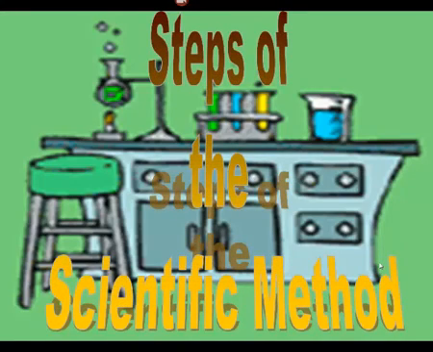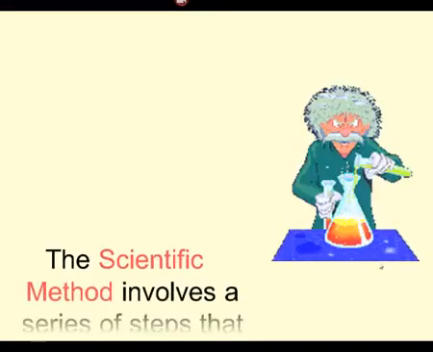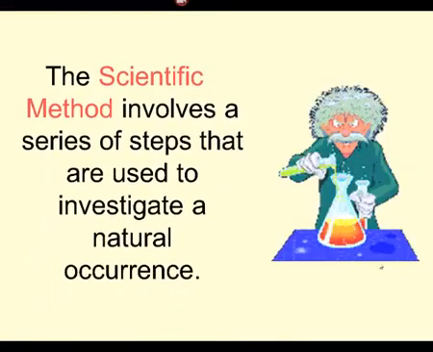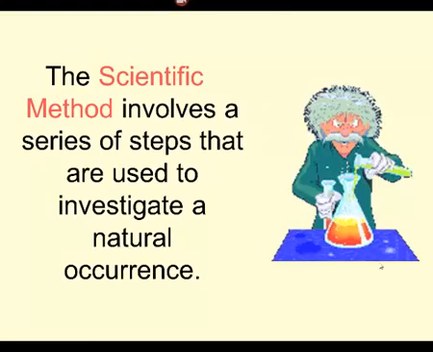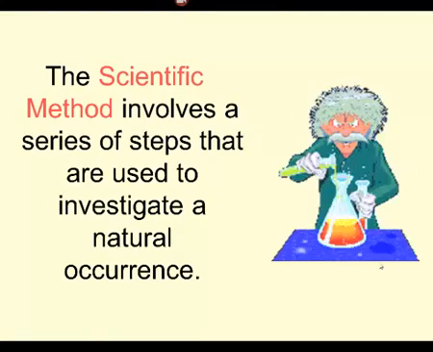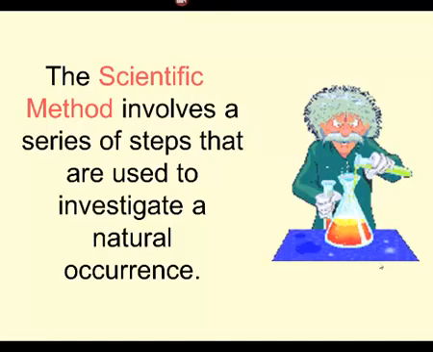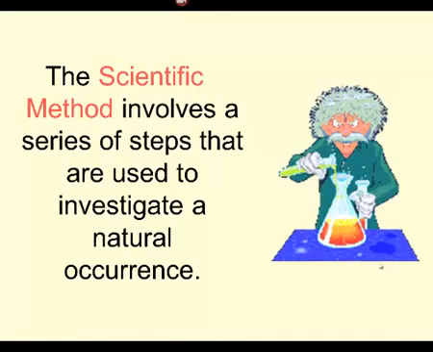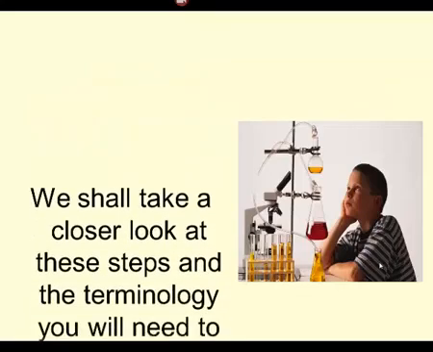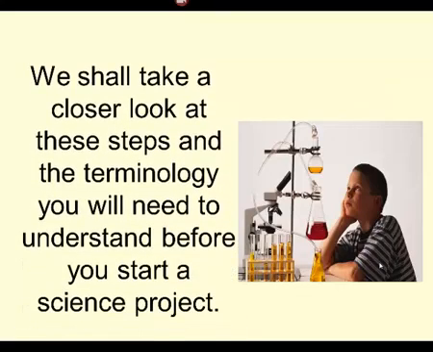This PowerPoint will go through and outline all of the steps to the scientific method, and then we've got an example towards the end of it. The scientific method involves a series of steps that are used to investigate a natural occurrence, something that occurs in nature. It's a way for us to test and investigate what's happening. And we'll look at these steps more closely along with terminology that's associated with the scientific method.